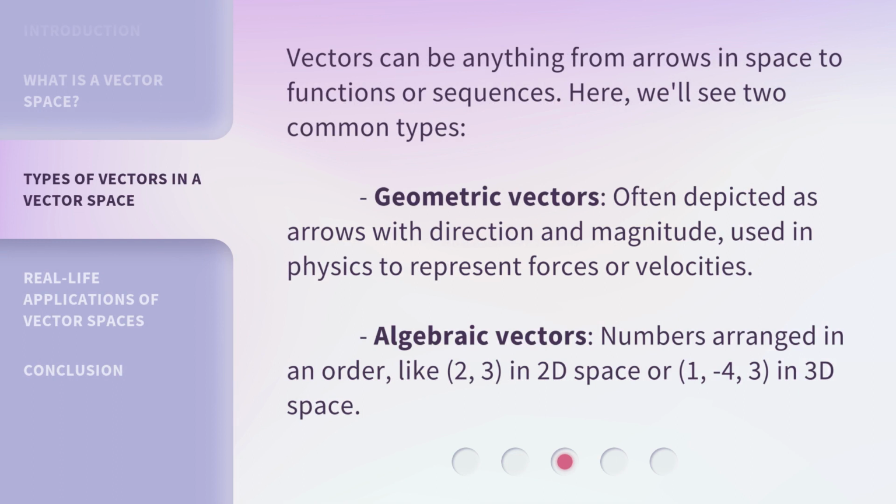Vectors can be anything from arrows in space to functions or sequences. Here, we'll see two common types. Geometric vectors, often depicted as arrows with direction and magnitude, used in physics to represent forces or velocities. Algebraic vectors, numbers arranged in an order, like (2, 3) in 2D space, or (1, -4, 3) in 3D space.